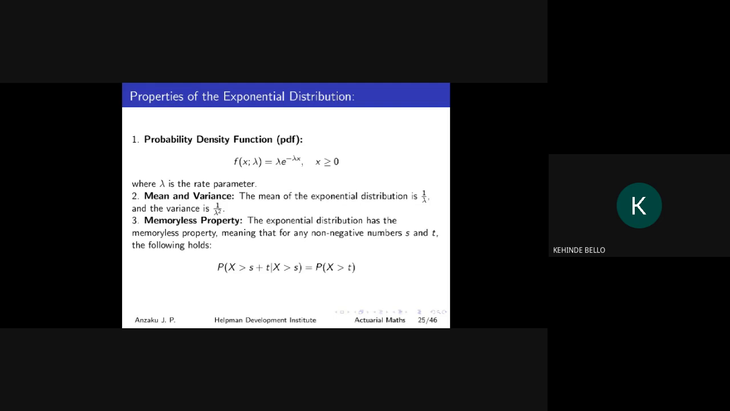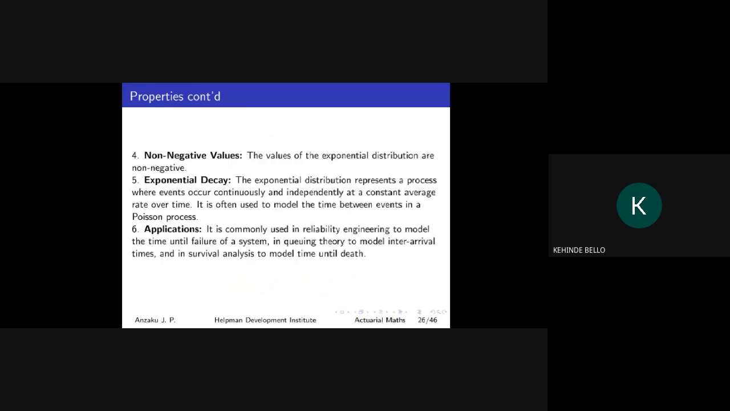By memoryless property, what we mean is that for any non-negative numbers s and t, the following holds: the probability that the random variable X is greater than s plus t, given X is greater than s, is equal to the probability that the random variable is greater than t. I believe we understand this. I'll explain many functions like this. Then also, it takes non-negative values.